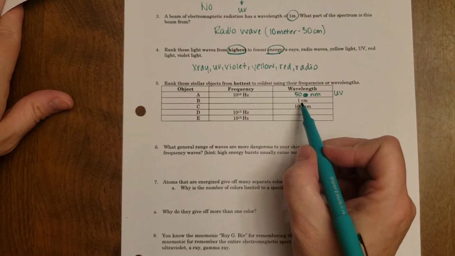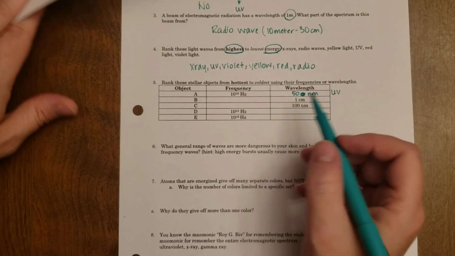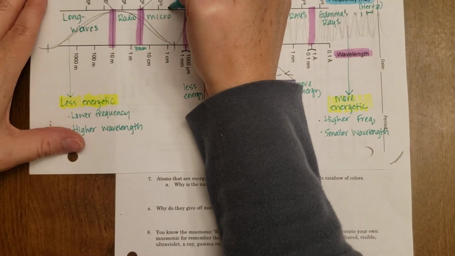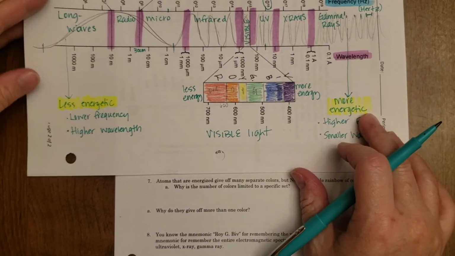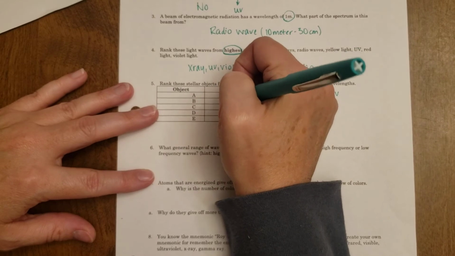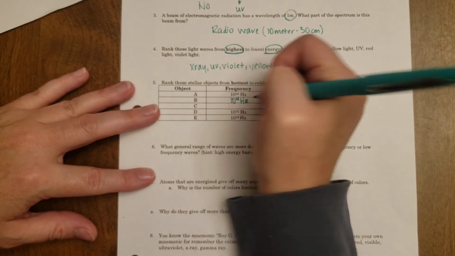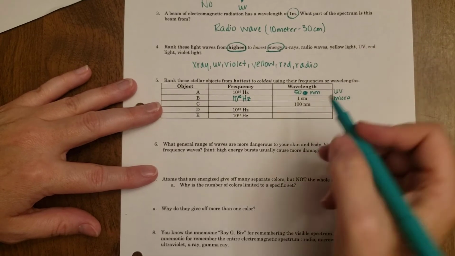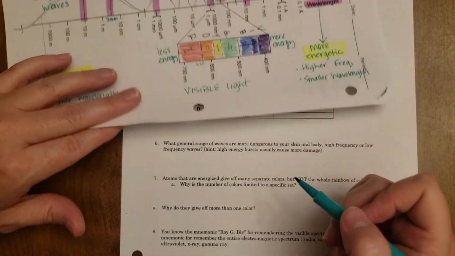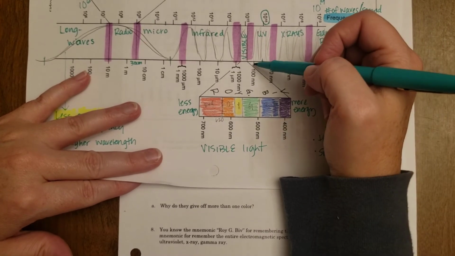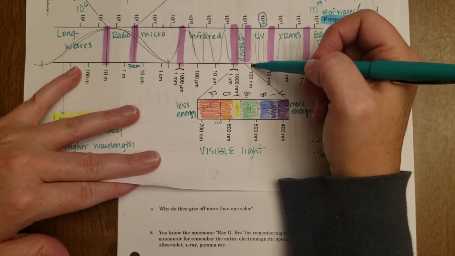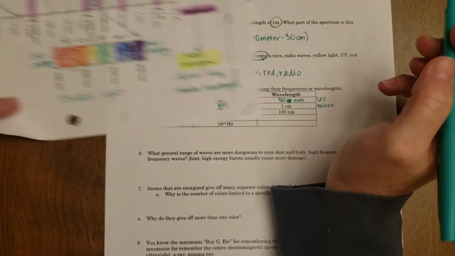Now we have a wavelength of 1 centimeter. So what's that frequency going to be? Let's find 1 centimeter. That frequency is going to be about right here. So let's just say 10 to the 10th hertz, and we're talking about microwaves. We have 100 nanometers. So 100 nanometers puts us back at 10 to the 16th, and we're still in the UV, but we've moved down a little bit. I'm going to mark that just a little so we come back to that.